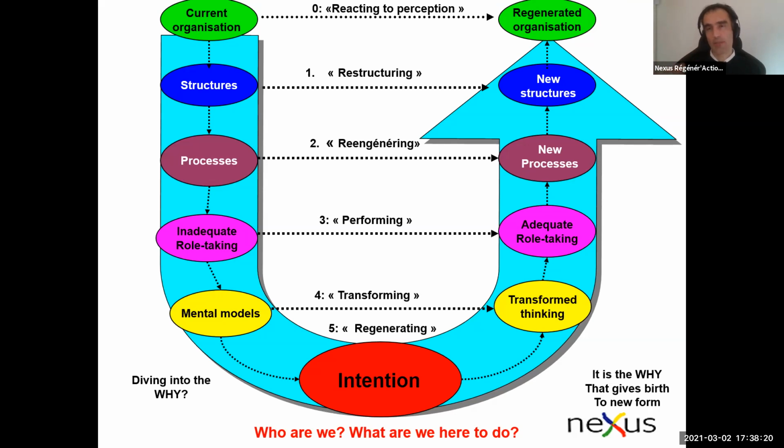Given who we are, given our collective capacities, what are we here to do? And so if you dive right down into that level of intention, then you might explore new mental models. You might access a level of transformed thinking. You might revisit the question of adequate role taking, which then will make it clearer the kind of processes and structures that you want to embrace to fully live the mission that you feel you are being called to live by God in this emerging reality.